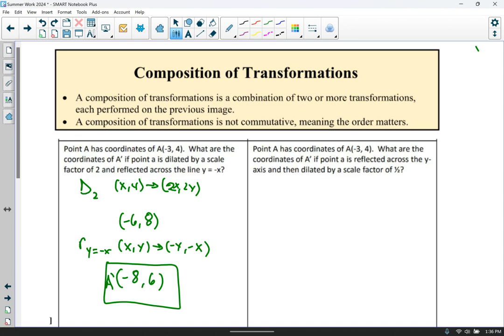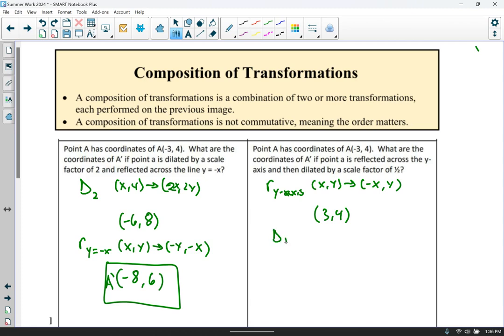Point A has coordinates (-3, 4). What are the coordinates of A prime if the point is reflected across the y-axis and then dilated by a scale factor of 1/2? The reflection is first, reflection across the y-axis. The rule across the y-axis was that (x, y) goes to (-x, y). So that would make our point (3, 4).